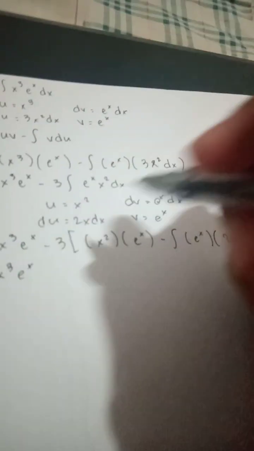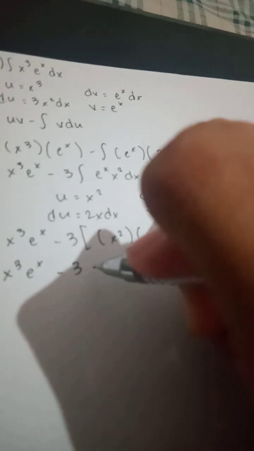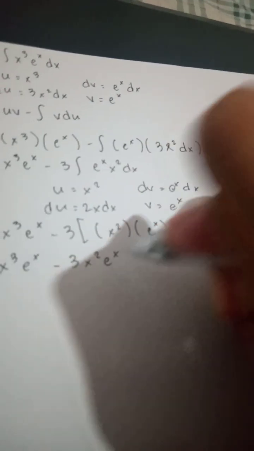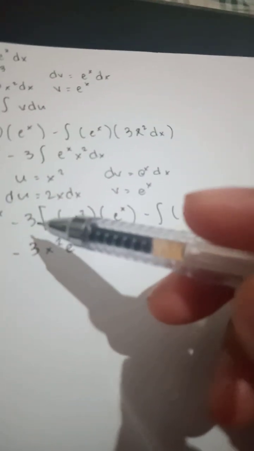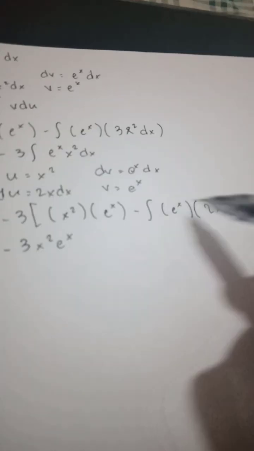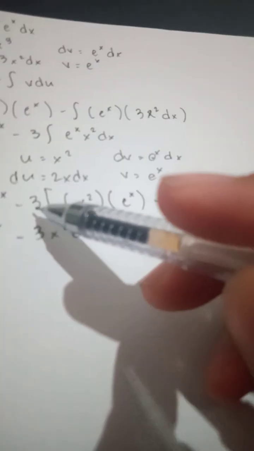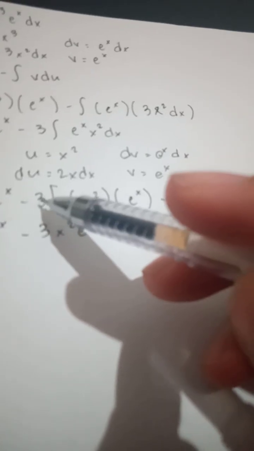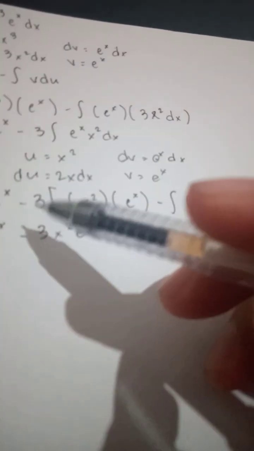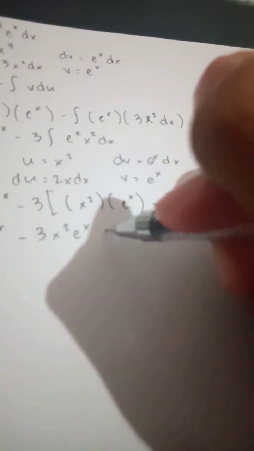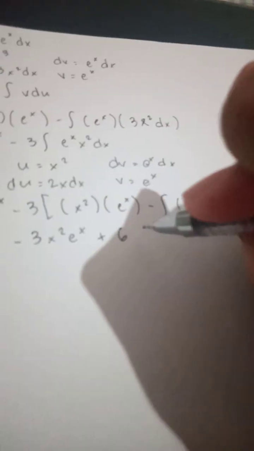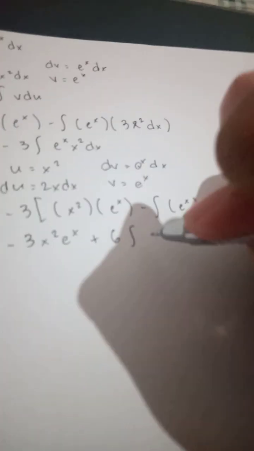Now multiply. Minus 3x squared e^x. So this one, distributive property, multiply it here and here. Since 2 is constant, we put it out here. Then since we're doing distributive properties, negative 3 times negative 2 is going to be positive 6, integral of x e^x.